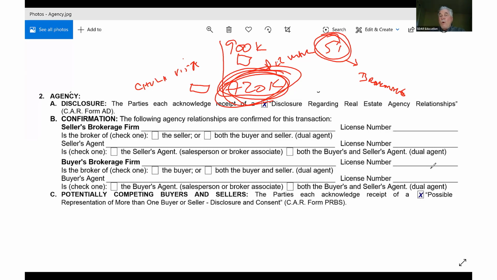And that's where this all went. That's ugly. Okay, I'm sorry. So now we have the seller also sign that same PRBS form that says, you know what, we need your permission to list competing properties in the area.